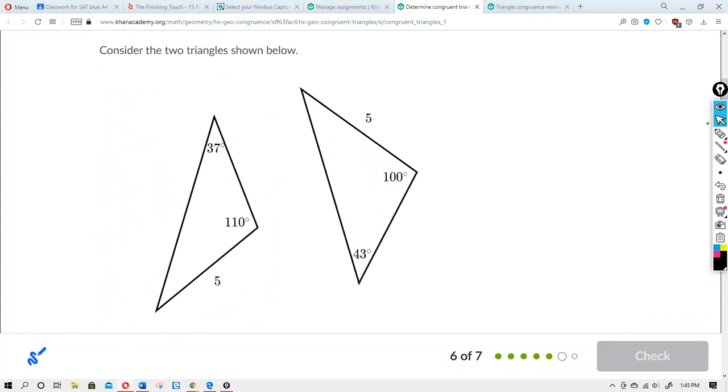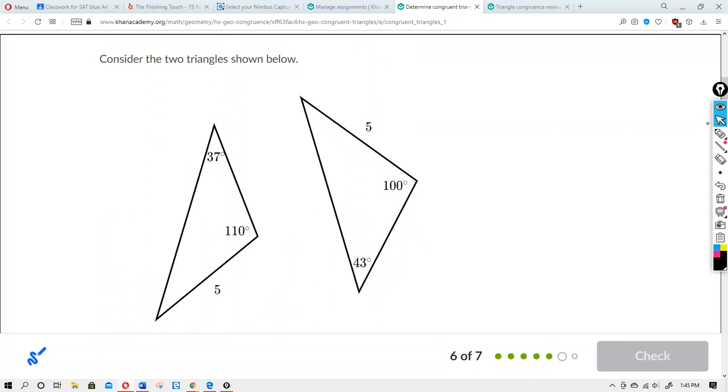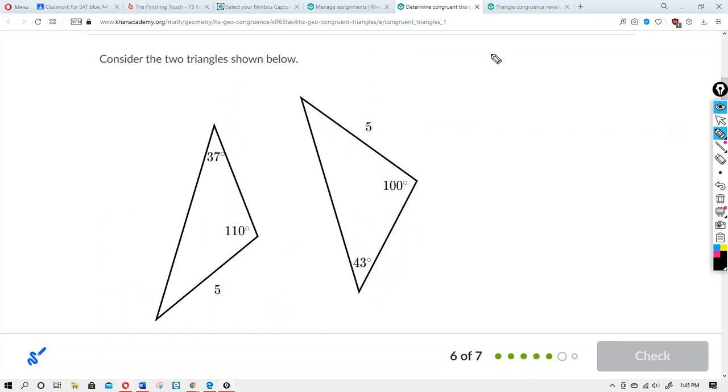Remember that if two triangles are congruent, then all the sides are congruent and all the angles are congruent. So if you find out that it doesn't match, then you can say that they're not congruent.